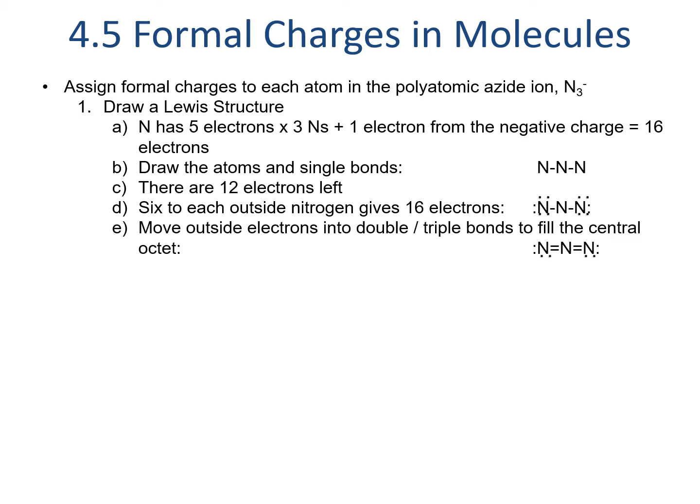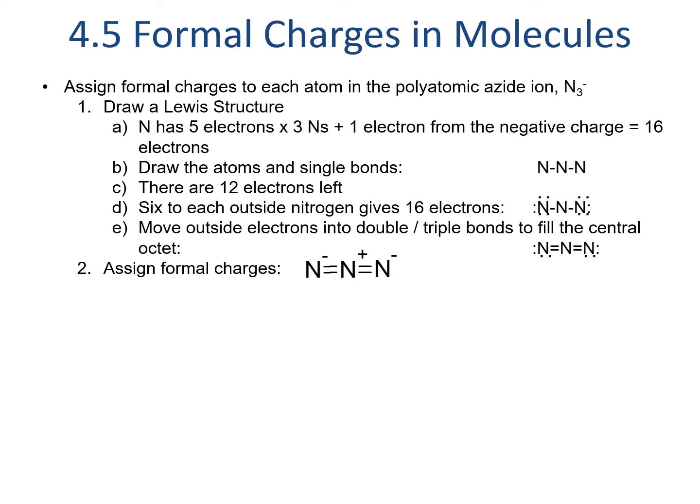We're going to move outside electrons into double or triple bonds to fill the central octet. Notice in the molecule that I've drawn, I moved 1 set of electrons from the left nitrogen to a double bond and 1 from the right to a double bond. This is the Lewis structure that we'll assign formal charges to.